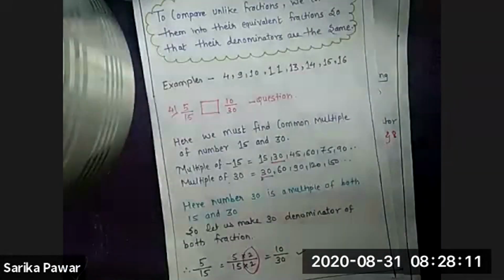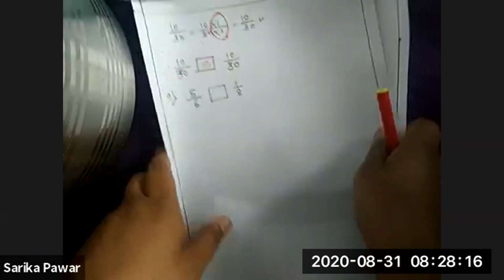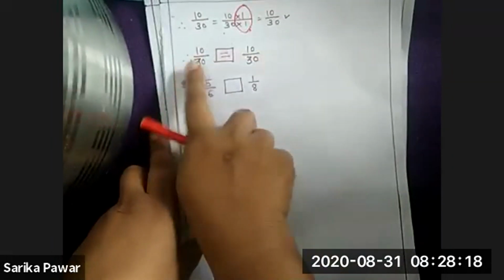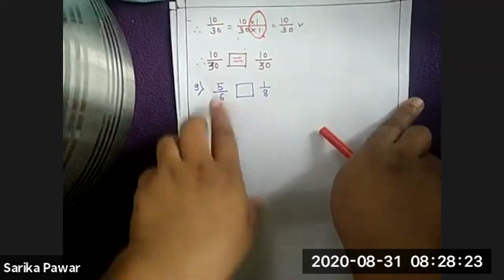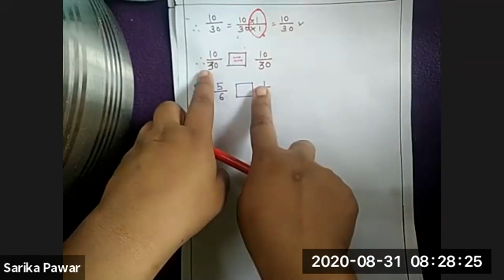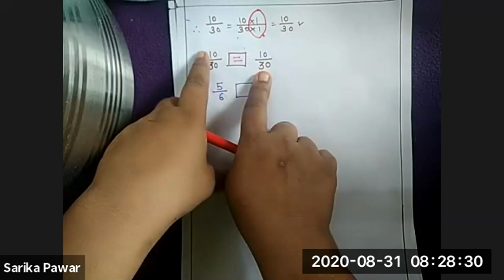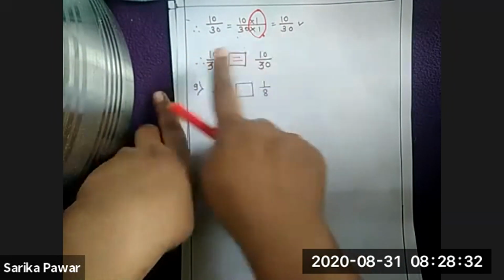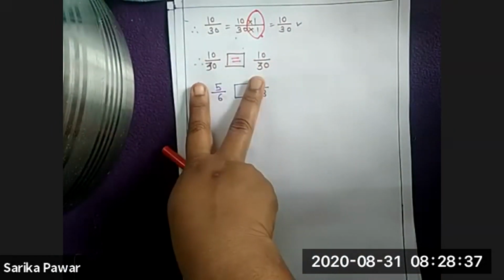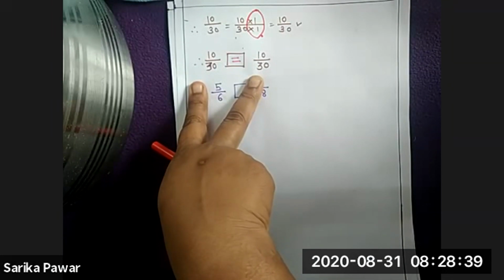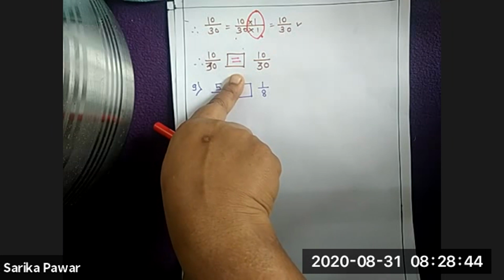So 10 upon 30 and here also 10 upon 30. Both the answers I will write here, and now I will start comparison in between. So here I observe denominator 30, here also denominator 30, numerator 10 and numerator 10, means 10 upon 30, 10 upon 30. Both the fractions have the same value. So I will put is equal to sign in the box. Got it, all of you?